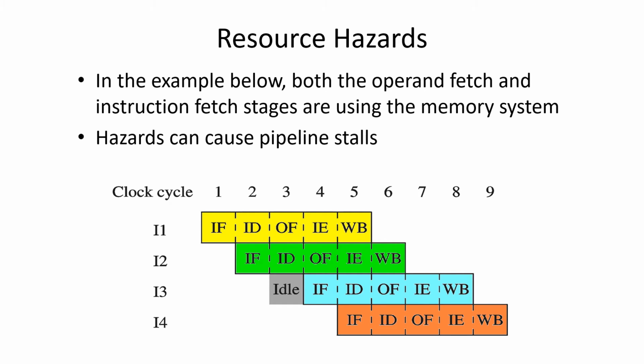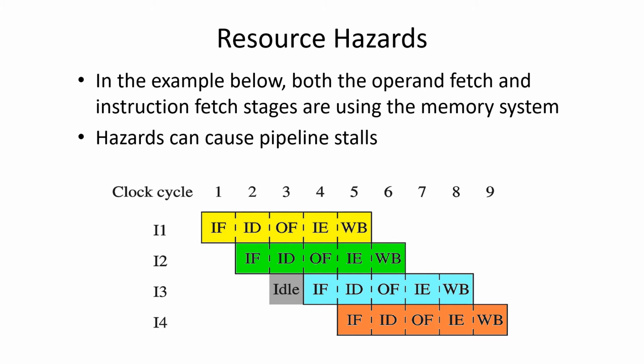Consider a resource hazard here, where the resource is the paths to memory. We have multiple instructions running at different time cycles. In this example, we have 5 cycles per instruction: the instruction fetch, the instruction decode, the operand fetch, the instruction execution, and then the write back.